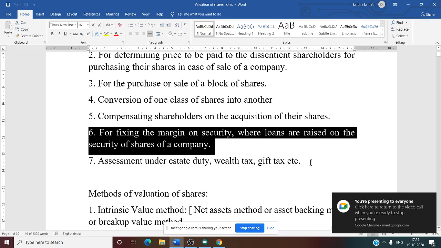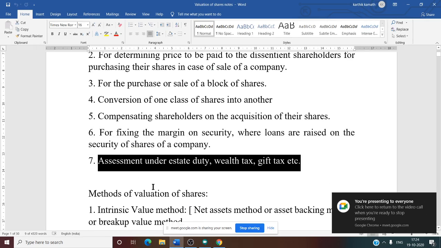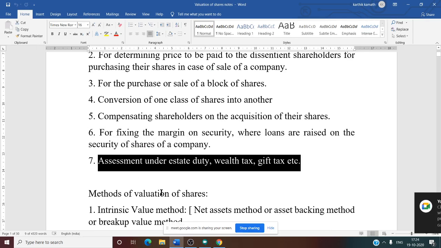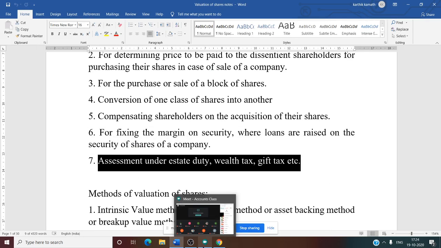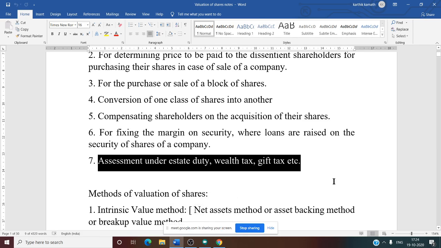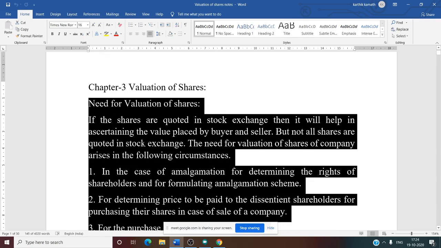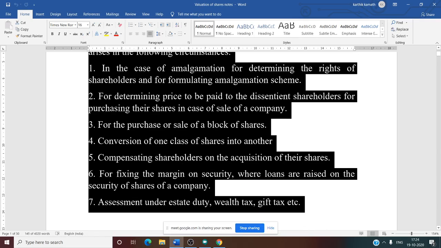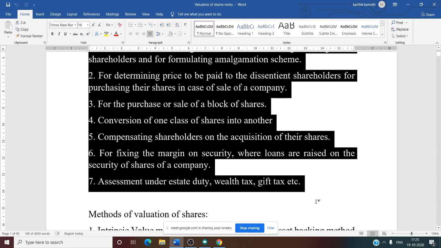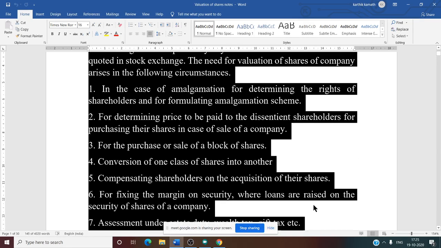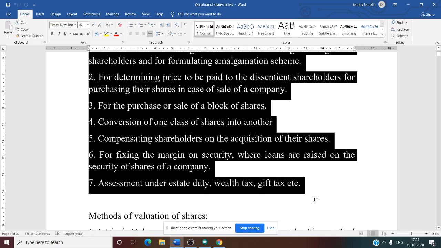Last one, for taxation purpose. See this, for estate duty, wealth tax, gift tax. Whenever you need to calculate the tax or whenever you want to charge the tax, again you need to value the shares of the company. So these are the 7 points mentioned for the need for valuation of share. Sometimes even a theory question comes for 6 marks. Then you need to explain in your own words all these points.